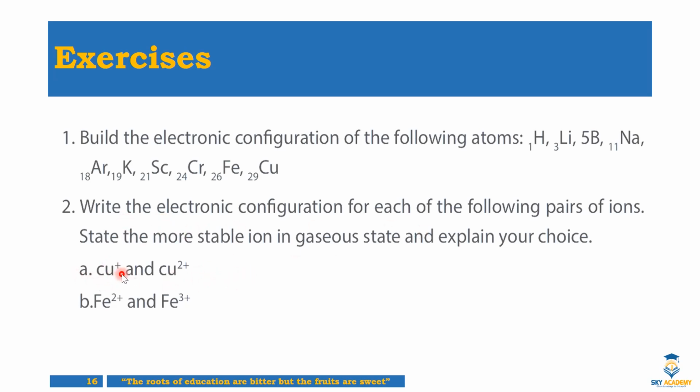You write the electron configuration of K plus and K 2 plus. After writing the electron configuration, you compare the one which is the most stable, and then you explain your choice. If you say the K plus is more stable than K 2 plus, why? Then what you did here, you do it also on iron: iron 2 plus and iron 3 plus.